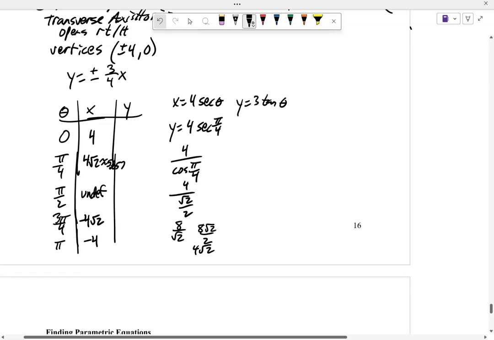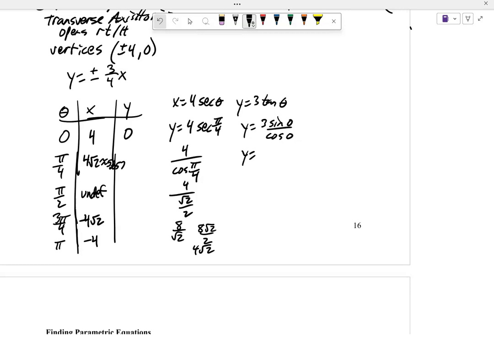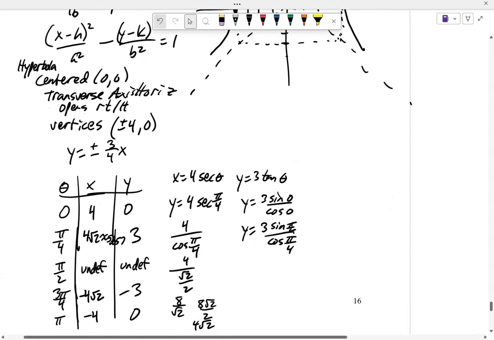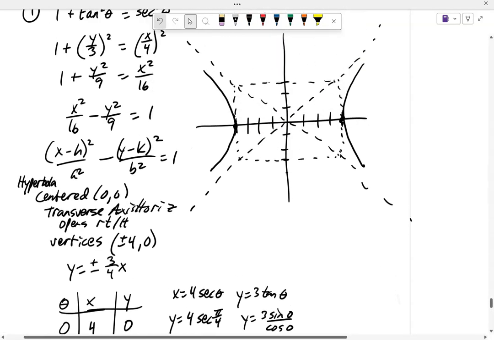Now let's do 3 tangent of theta. So we got 3 times sine of 0 over cosine of 0, so we got 0. And then we're plugging in pi fourths. Now we got 3 sine pi fourths over cosine pi fourths. Of course, those are the same thing, so we got 3. Pi halves will be undefined. Alright, so we got 4, 0, and then 5.657, 3.